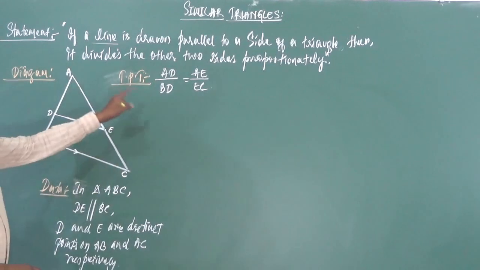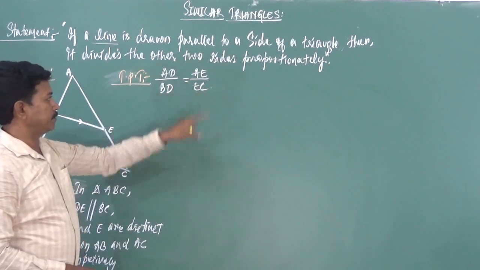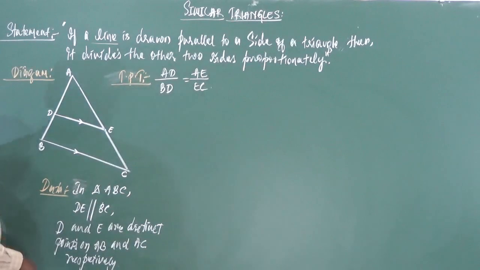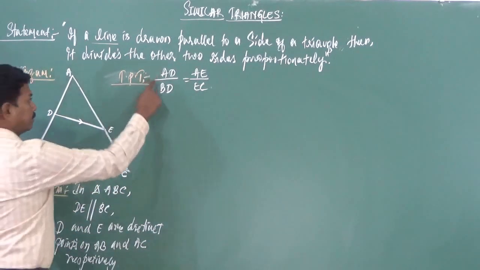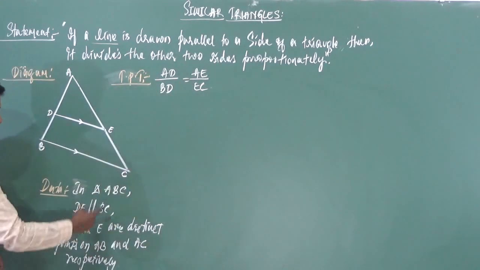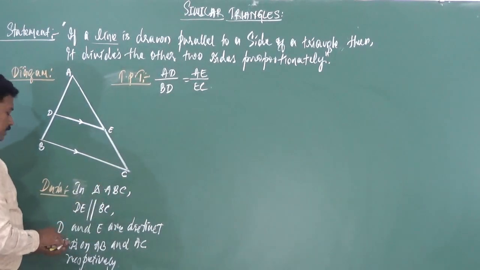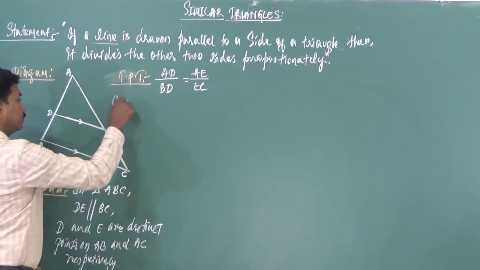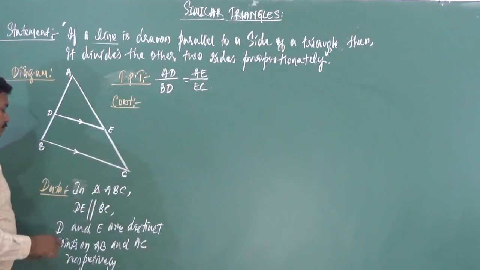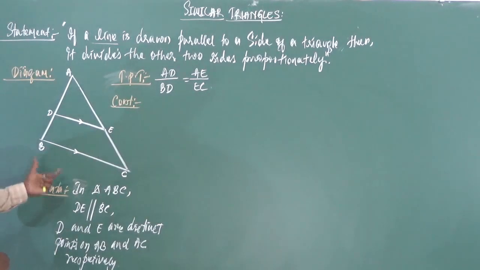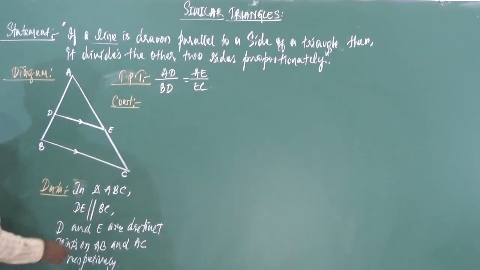So that is mathematically AD by BD is equal to AE by EC. Now, in order to prove that AD by BD is equal to AE by EC by using this data, it's not practically possible. So therefore, I will go with a little bit of construction. I will enhance the data very logically without altering the given data, right?